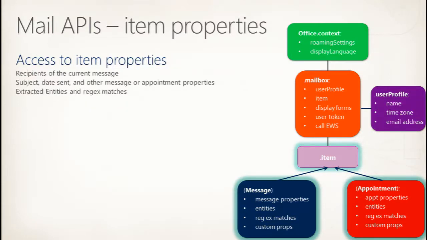The app can also access the extracted entities on the item. Again, remember that extracted entities are just a property. So regardless of whether or not you specify to activate on extracted entities, you can always access them if they're available. And finally, if an app specifies a regular expression to match, then you can access regular expression matches. So let's take a look at what that looks like in code, and I'll show a few samples.